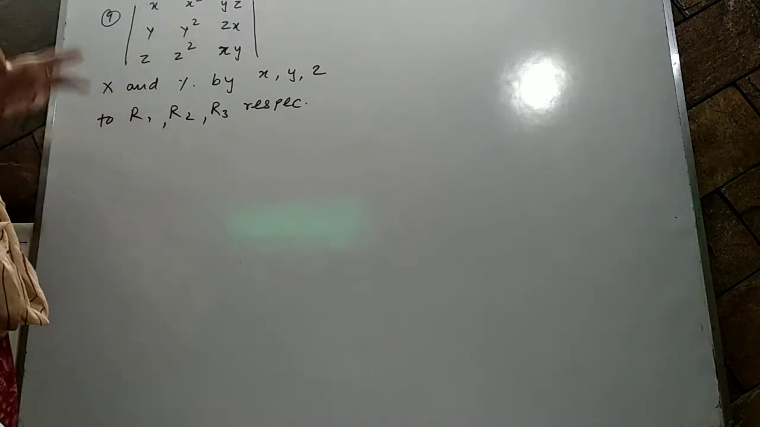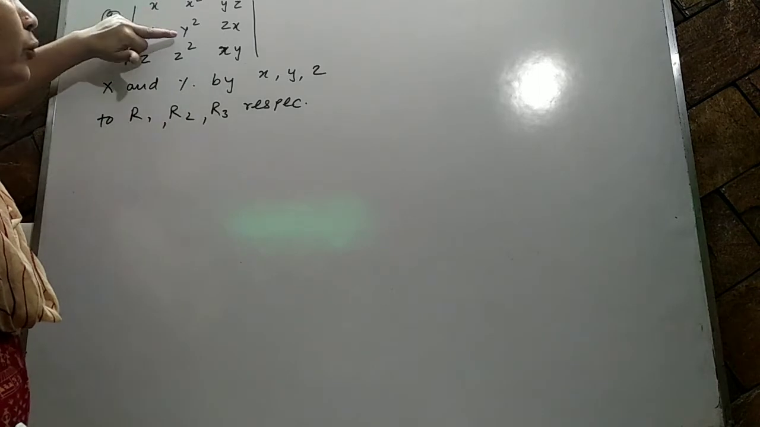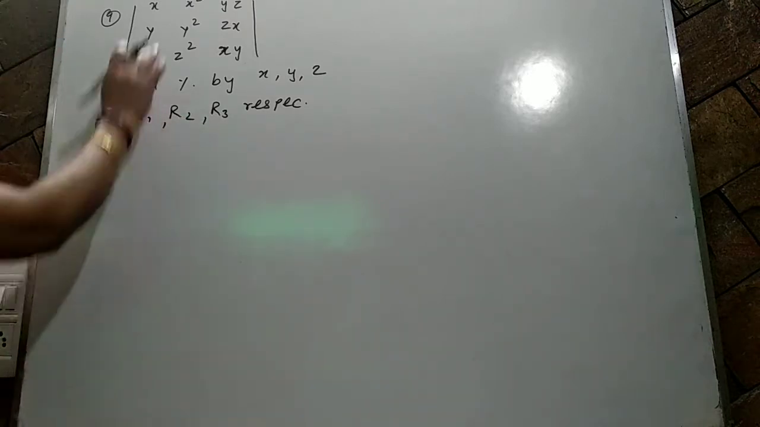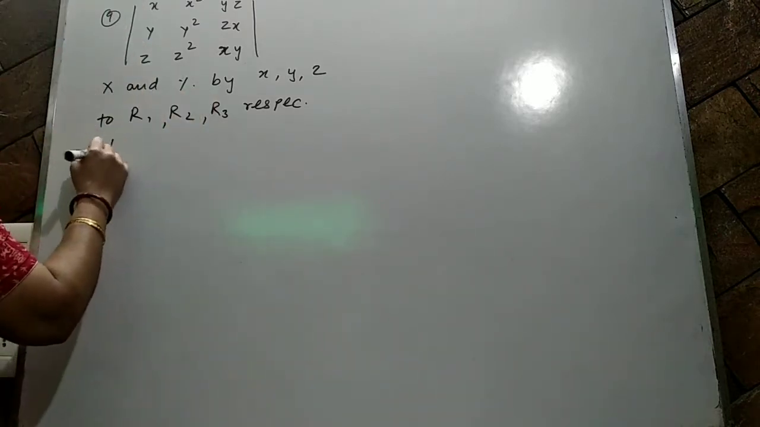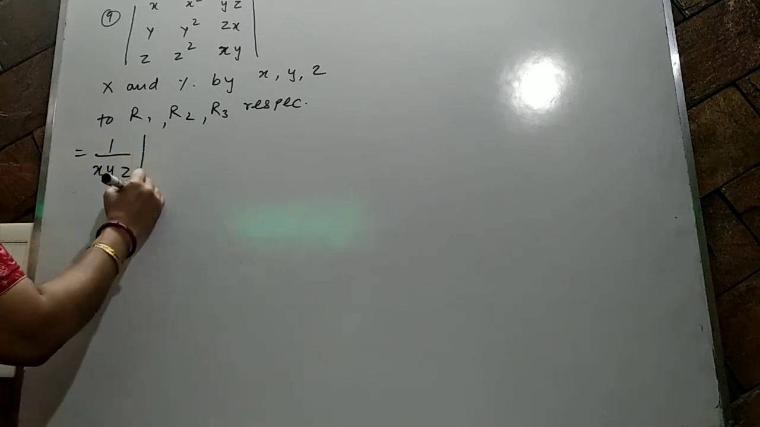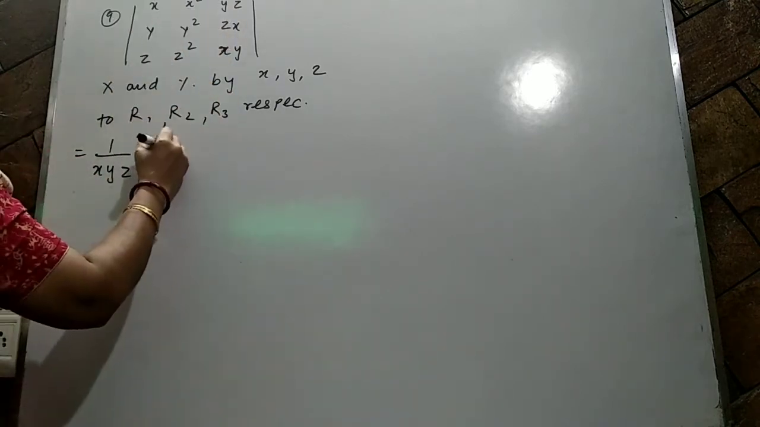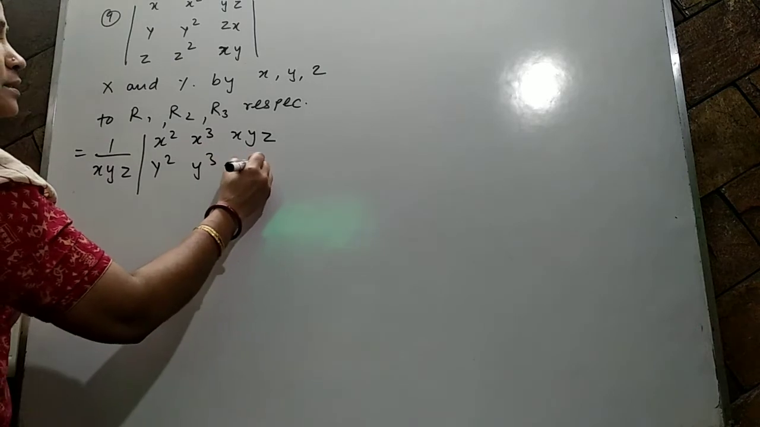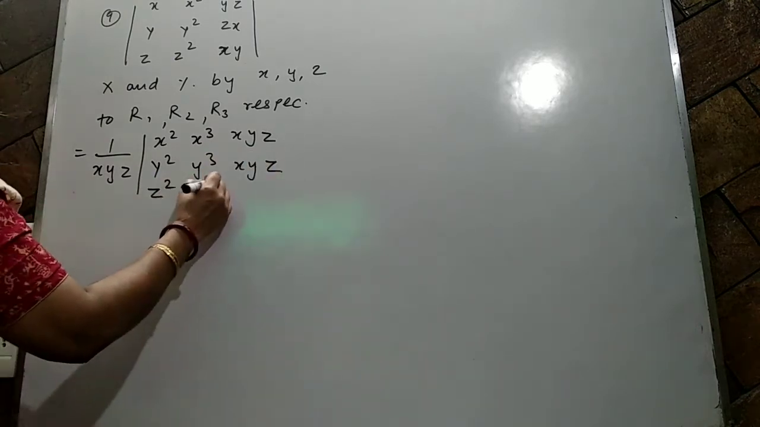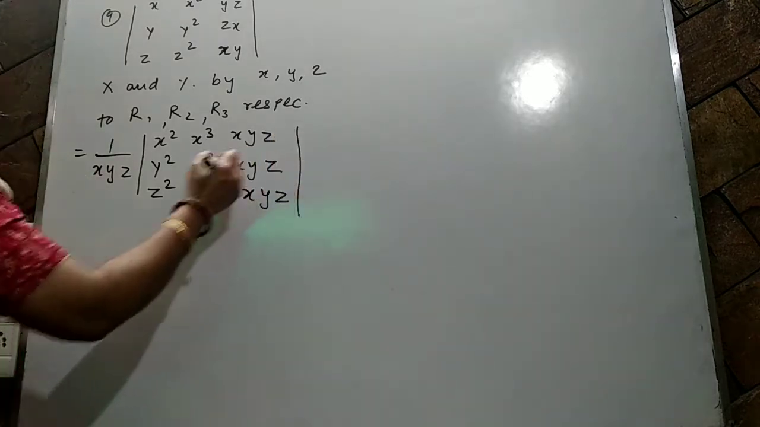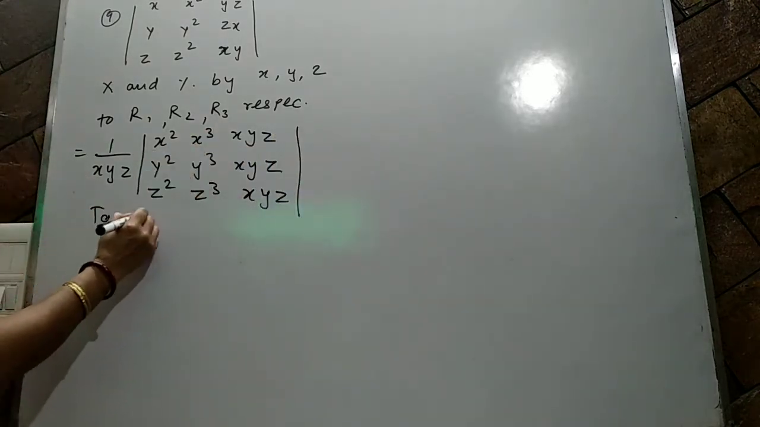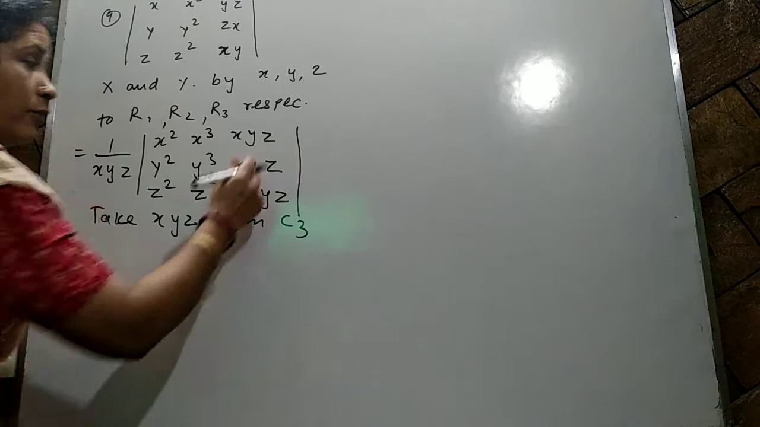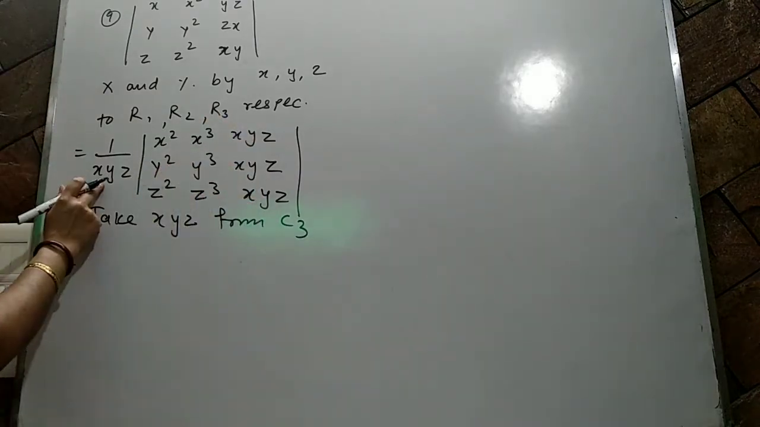Or otherwise, what I told you, suppose if you don't have this idea, you can do R2 minus R1, R3 minus R1, even then you will get the answer. Are you clear? Now anyhow, if I do this multiply and divide, so 1 upon xyz. Now whatever you are multiplying by R1, x, that is x square, x cube, then xyz, then y square, y cube, then xyz, and then z square, z cube, then xyz. Now what property am I using? Take out xyz from C3. If I take out xyz from C3, xyz will be cancelled.